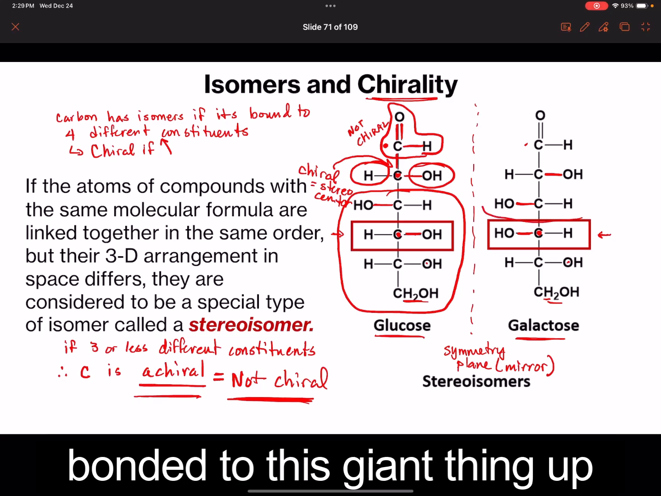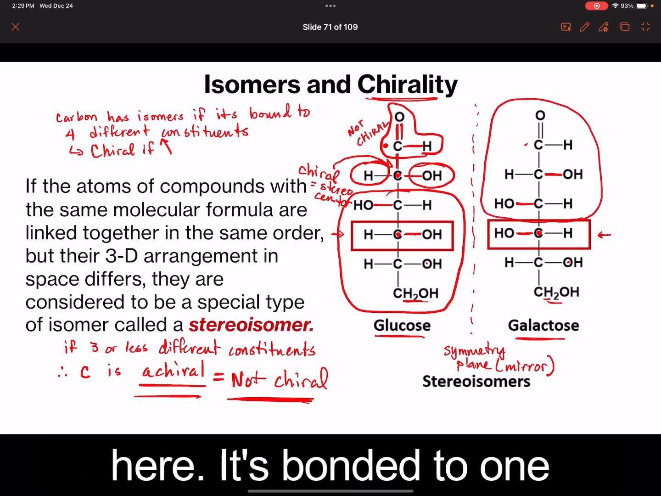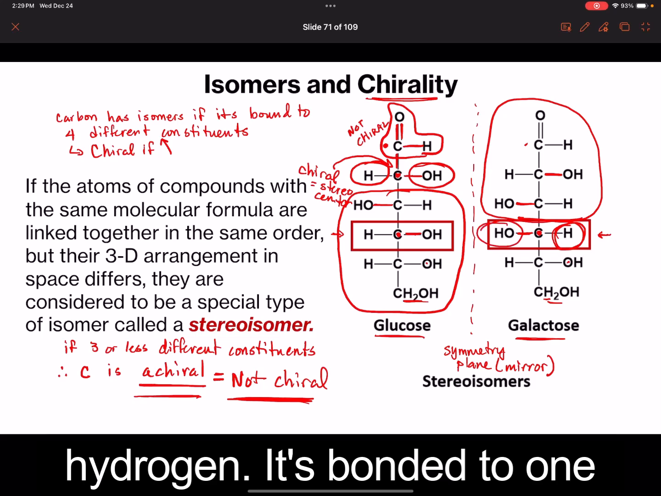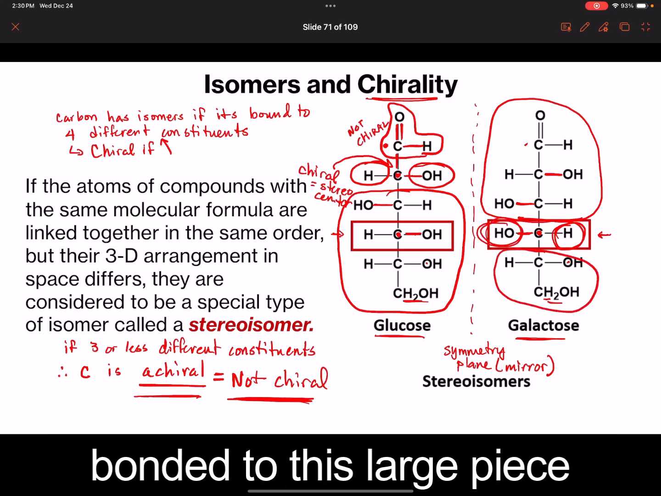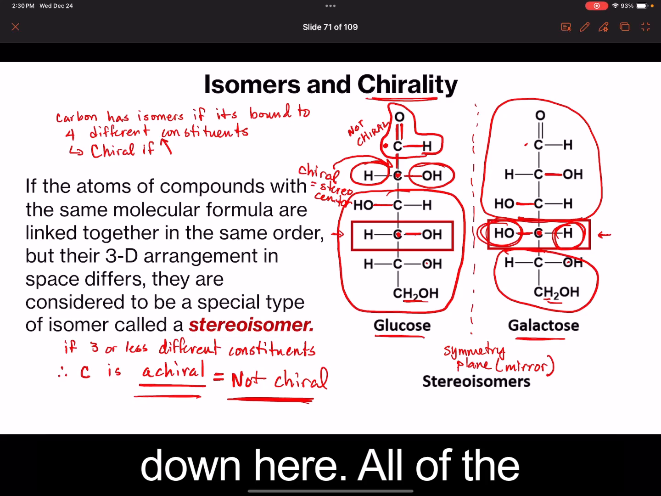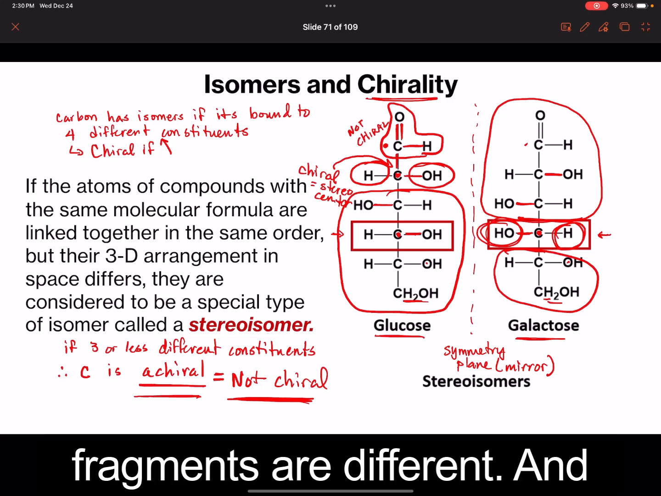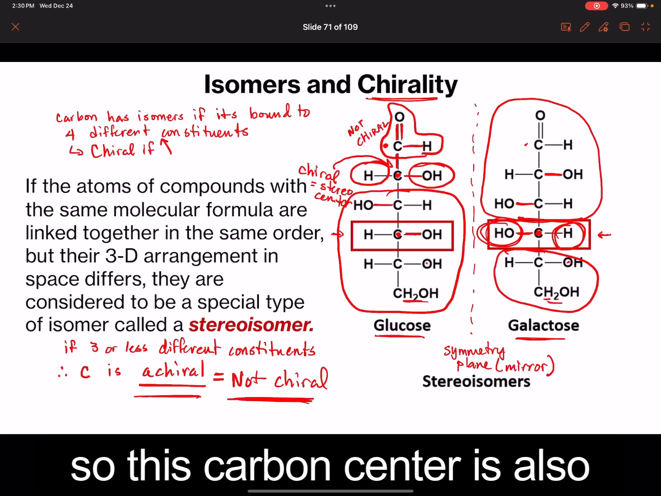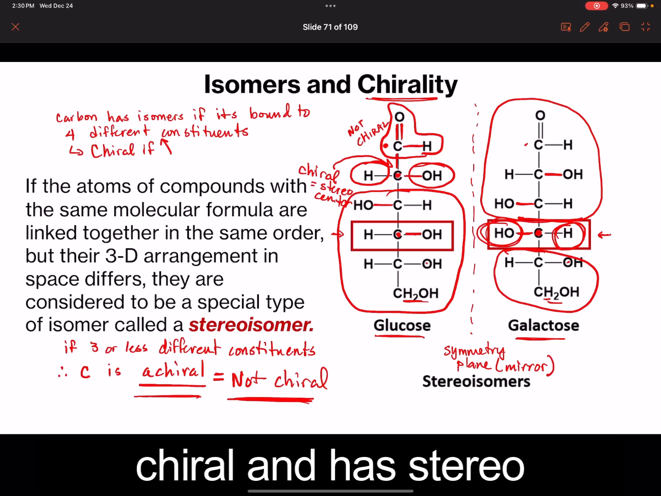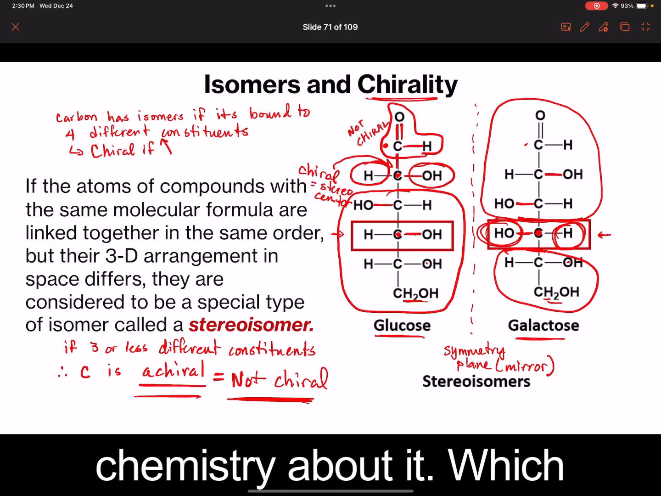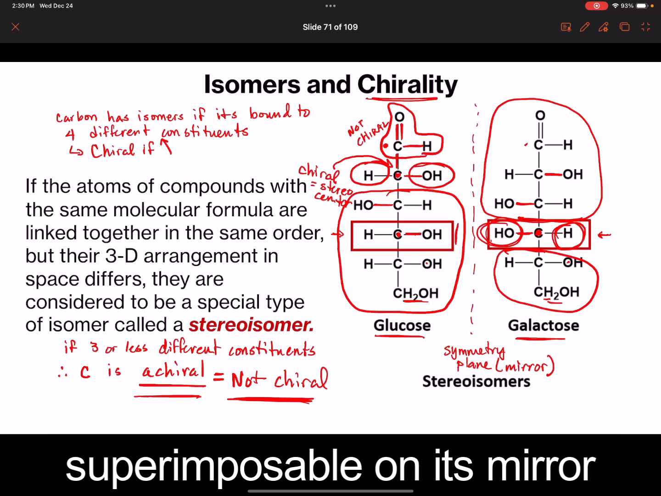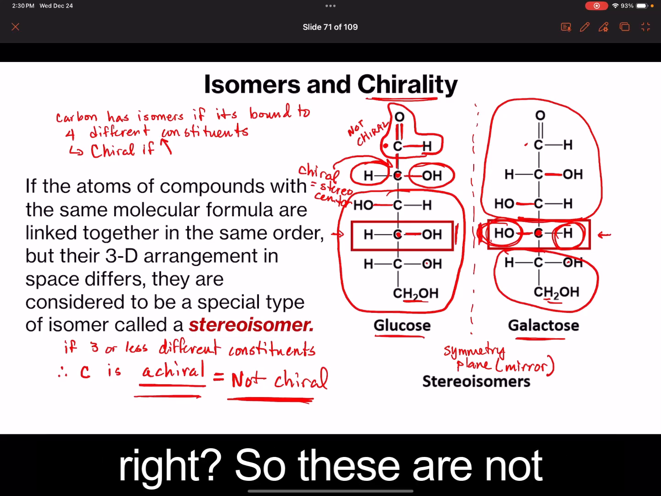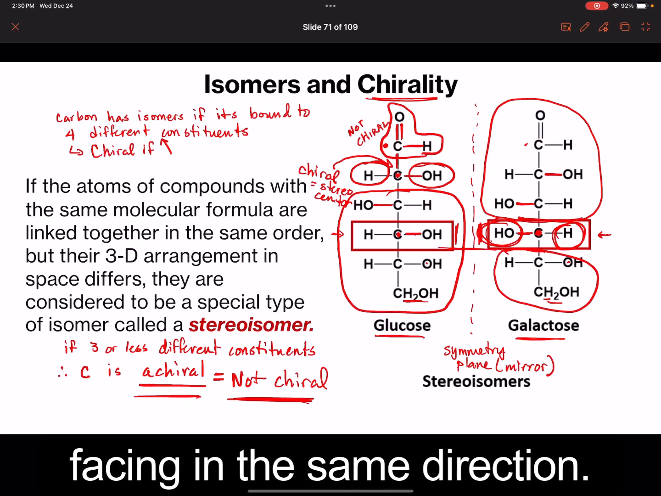So this is the same situation down here when we're looking at this carbon center. So it's bonded to this giant thing up here. It's bonded to one hydrogen. It's bonded to one OH group. And then it's bonded to this large piece down here. All of the fragments are different. And so this carbon center is also chiral and has stereochemistry about it, which means it won't be superimposable on its mirror image, right? So these are not facing in the same direction.